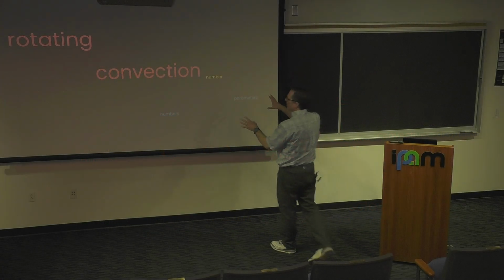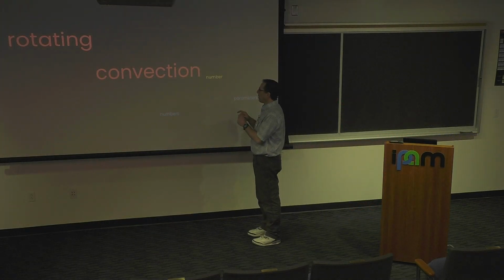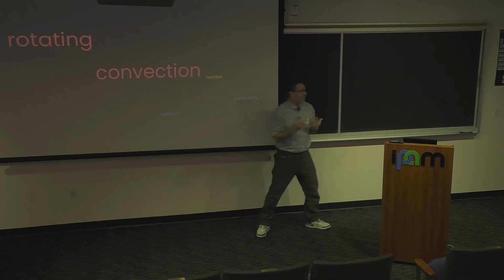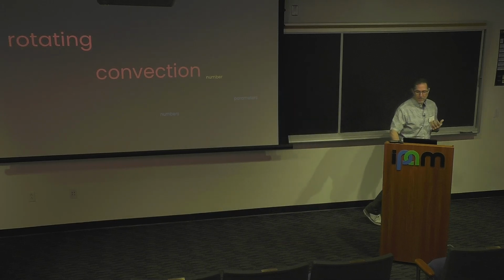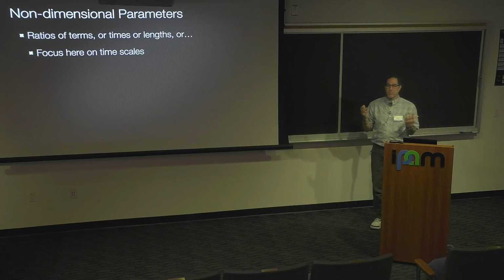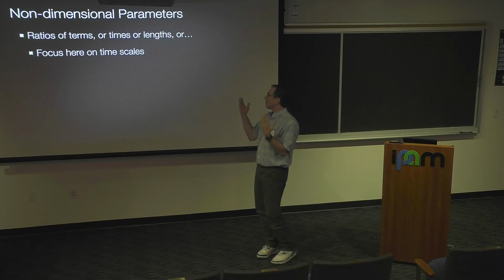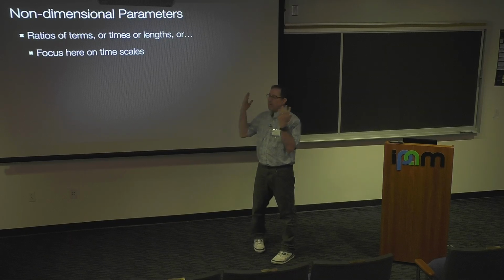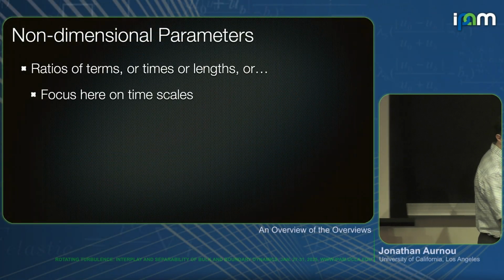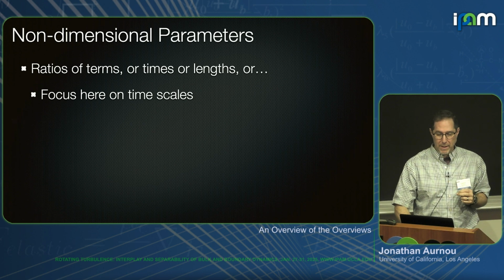Awesome. So, next words that showed up before we get into rotating convection, I just thought I'd do numbers, parameters. Again, we've got to be definitional first. So let's do non-dimensional parameters: ratios of terms in equations, or of time scales or length scales, or what have you. I'll focus right here in this slide on time scales.